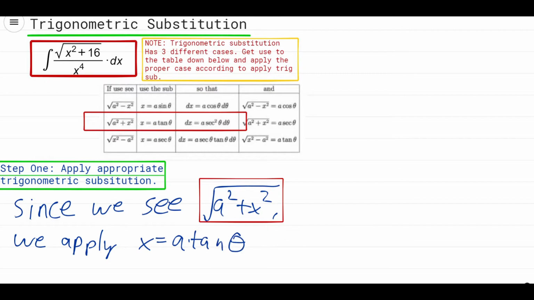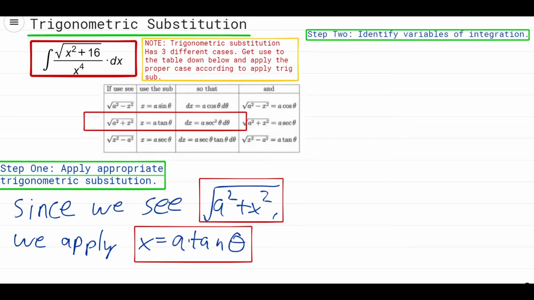Now the next step for trig sub is to identify the variables of integration. I think this part's very important because after this, it's just plug and chug, but you do need to know how to identify these. There's actually a lot, so just follow along carefully. The first thing we know is our a squared is equal to 16. Our a is the square root of a squared, so it's equal to 4. Thus, x is equal to a times tangent theta. What's a? a is 4. So x is equal to 4 tan theta.